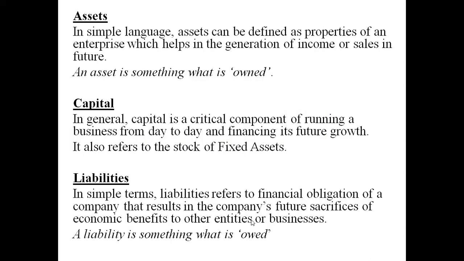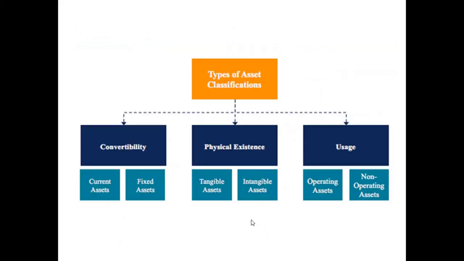Now let us see the types of assets. On the basis of convertibility, assets can be of two types: current assets and fixed assets. On the basis of physical existence, they can be tangible assets and intangible assets. And on the basis of usage, they can be operating assets and non-operating assets. Now let us discuss one by one.